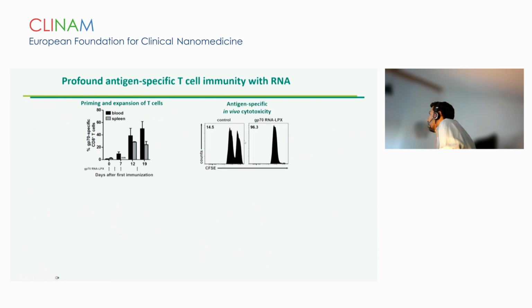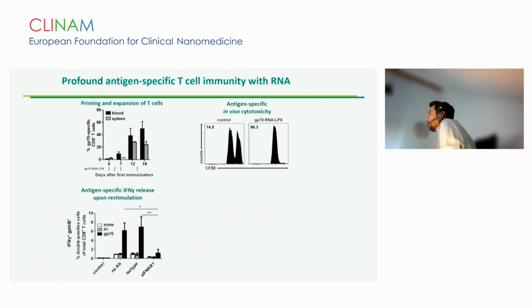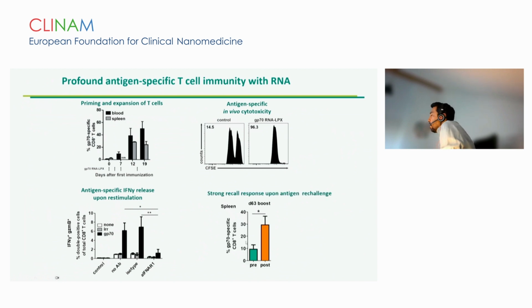These T cells can kill target cells that are antigen loaded in an in vivo cytotoxic assay. We can get really functional T cells that are secreting interferon gamma and granzyme B. But interestingly, when we block interferon alpha signaling during the vaccination, the T cells that we generate no longer secrete such effector molecules. And we also have very good memory responses that are very important for the cancer field.